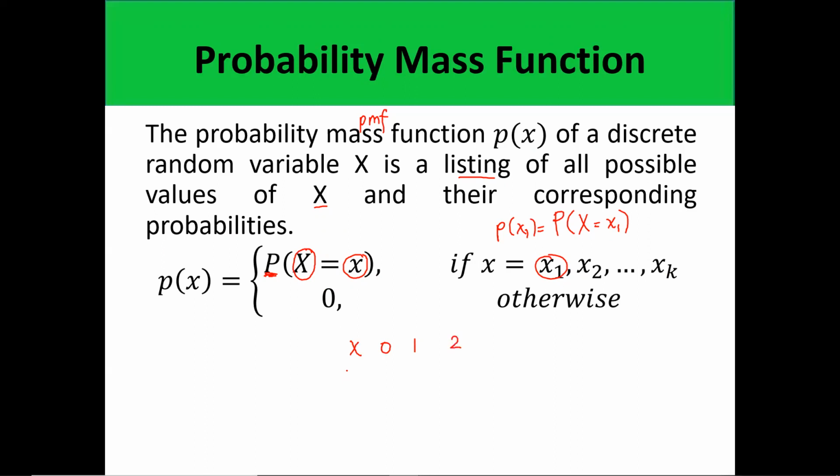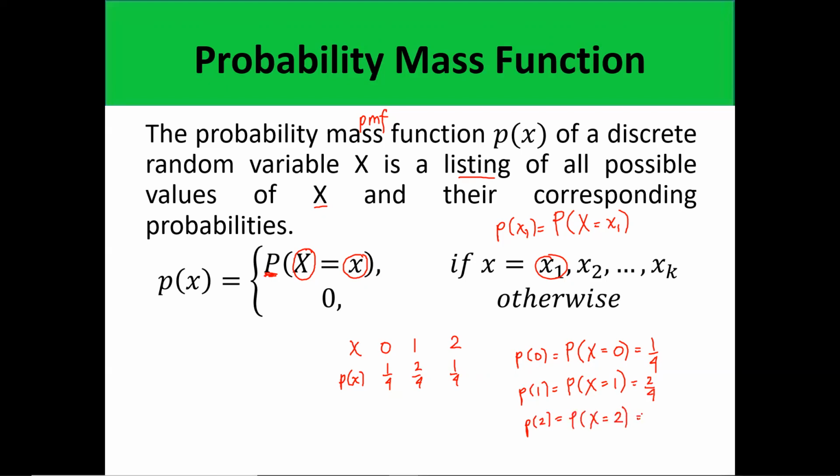So for example, if we have the following table, let's say x equals 0, x equals 1, and x equals 2, and then the associated probabilities are 1/4, 2/4, and 1/4, then this means that small p of 0 is equal to the probability that the random variable x is equal to 0, which is equal to 1/4. Small p of 1 is equal to the probability that x is equal to 1, and from the table, it's equal to 2/4. And small p of 2 is equal to the probability that x is equal to 2, and from the table, it's equal to 1/4.